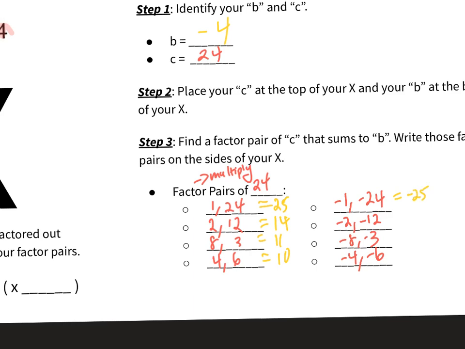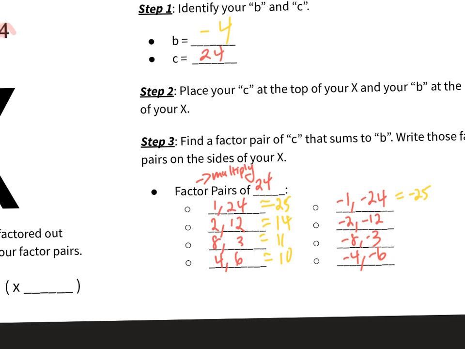Over here, I have -2 minus 12, or -2 plus -12 is -14. This is going to be -11, and then this is going to be -10. All right, you should see a problem going on, right? So when we look at all these sums, none of them are adding up to our b value that we decided was -4, right?